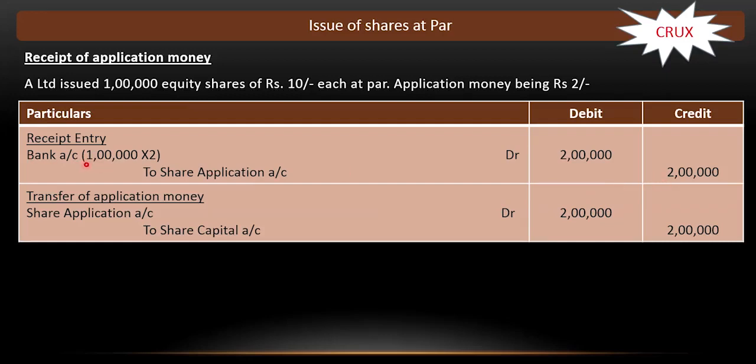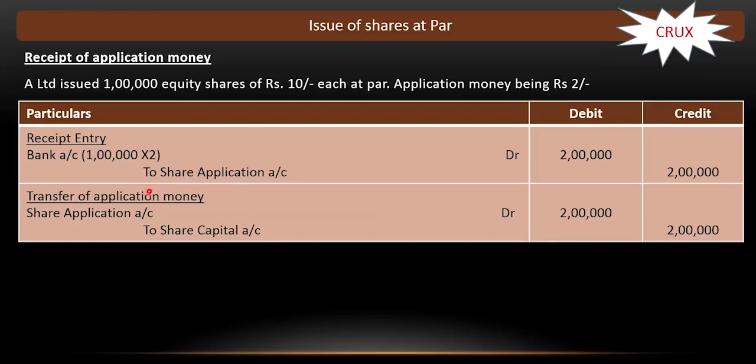Bank is an asset which we already know. If an asset increases, we have to debit it. Likewise, share application is a liability because we have received the money but we haven't yet allotted them anything in return. Therefore, since liability is increasing, the same has to be credited.